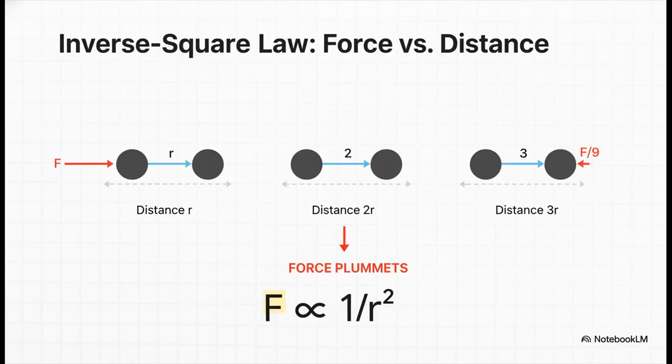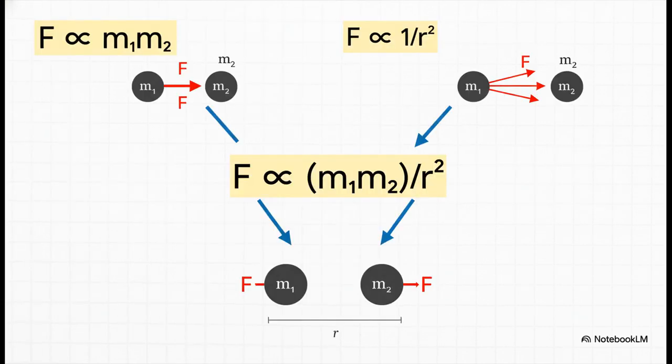Okay, next up is distance, and this is where it gets really interesting. This is the famous inverse square law. It means that as you pull two objects apart, the force between them doesn't just get weaker, it absolutely plummets. This super dramatic drop-off is one of the most critical features of gravity. So when we put those two pieces together, the pull from mass and the massive drop-off with distance, we get this complete relationship. The force is proportional to the masses multiplied together, all divided by the distance squared. We are so close to the full equation now.